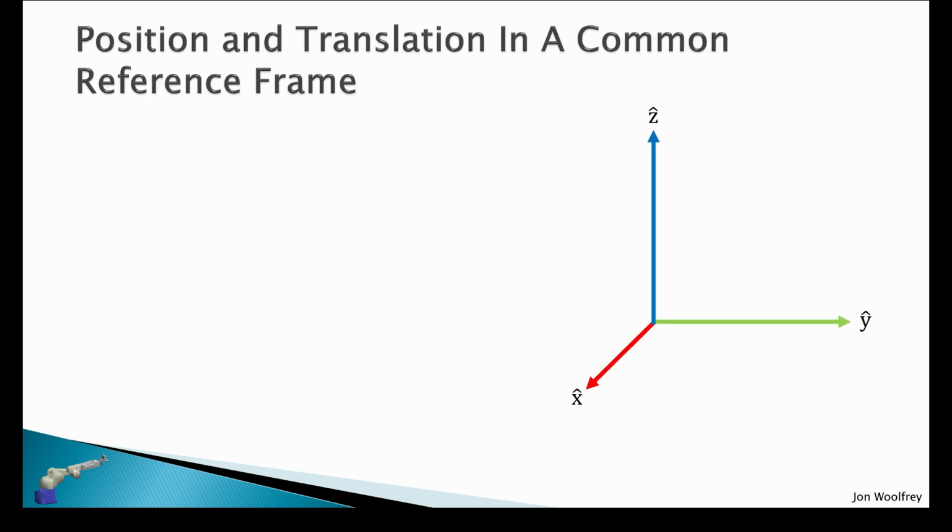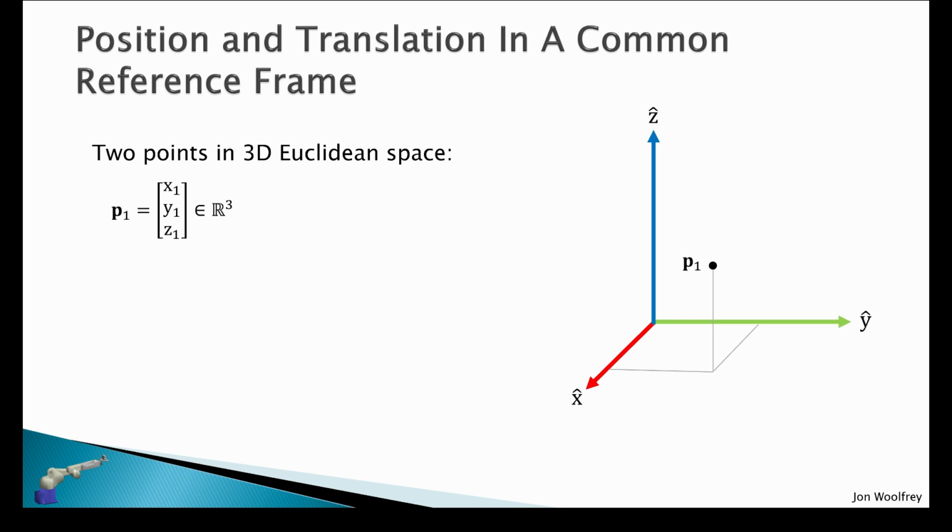So let's look at an easy example of position and translation in a common reference frame. So we have 2 points in 3D Euclidean space. We have P1 described by its position x1, y1, z1, and we say that this is in the set of real values in three-dimensional space. Then we also have P2 described by x2, y2, z2 coordinates, which is in the set of real values in 3D Euclidean space.